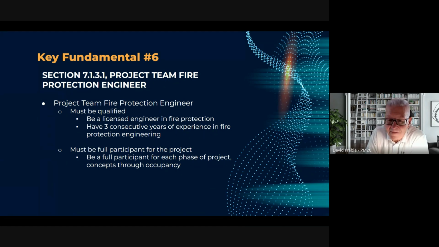The sixth topic for discussion is the qualifications of the fire protection engineer on the project team staff. The regional project management team needs to ensure that the project team's fire protection engineer's qualification meets all the requirements outlined in Chapter 7. One of the key requirements is that we want a licensed engineer in fire protection.